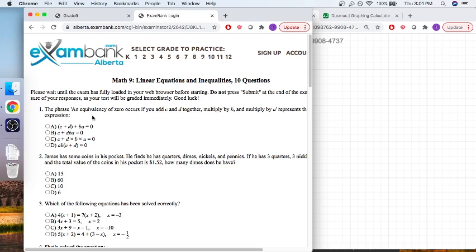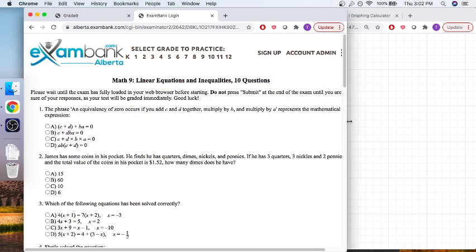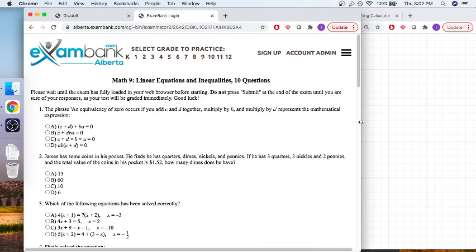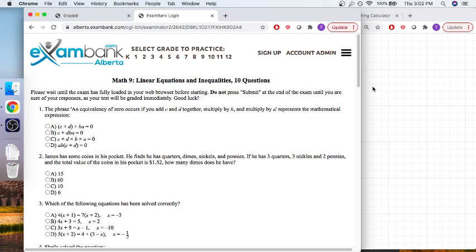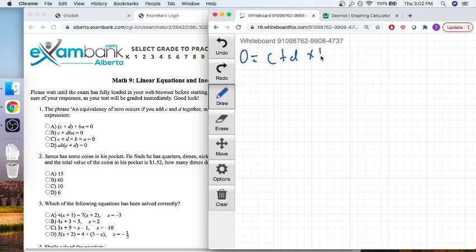Okay, today we're going to be doing grade 9 math, linear equations and inequalities, practice test 1. The phrase an equivalency of 0 occurs if you add C and D together, multiply by B and multiply by A represents the mathematical equation. So we're basically going to have our 0 equals 0. We're going to see as 0 equals if you add C plus D together, multiply by B, and multiply by A.